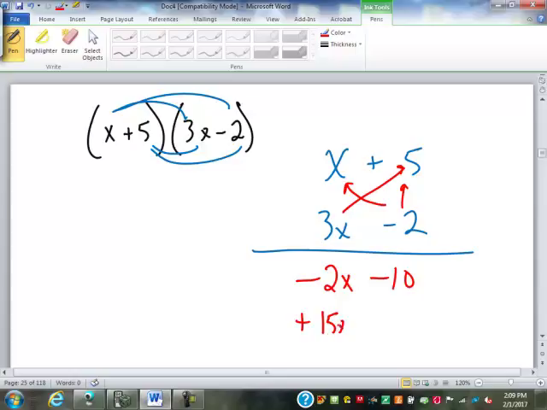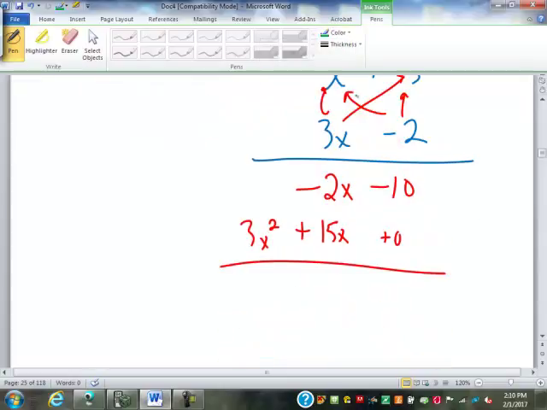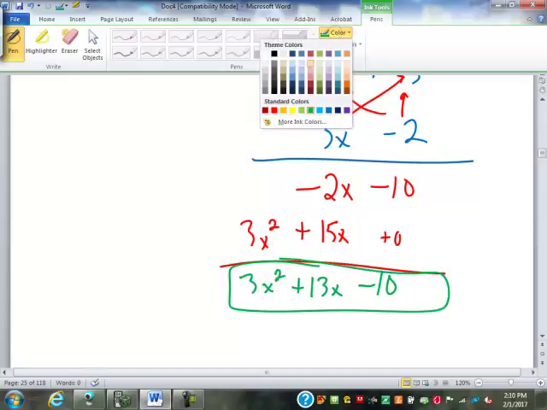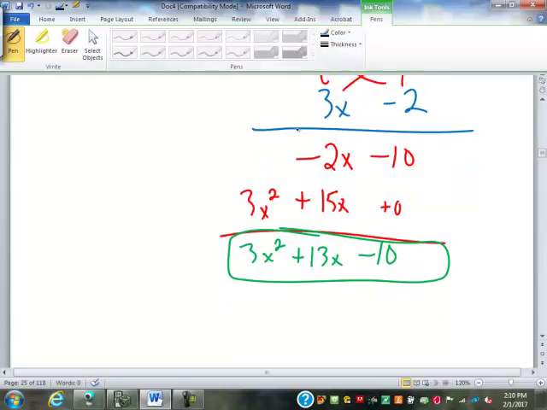That's going to go under the x. Remember, we leave a blank spot here. And 3x times x is 3x squared. Then we combine what we can. So we've got the negative 10. Negative 2 and 15 make positive 13x. And 3x squared. Any questions so far?